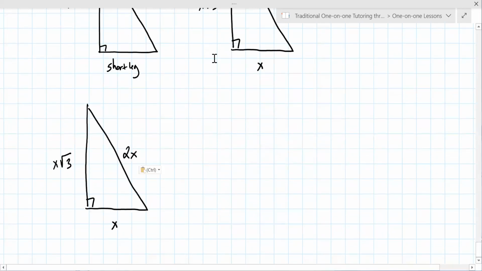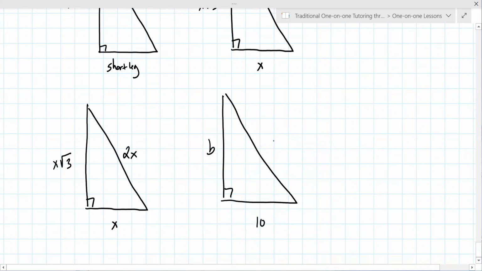These are more like worksheet questions, but they're good for review. So let's say I tell you that this is 10. What is B and what is C? Can you tell me those values? I don't remember how to do this.